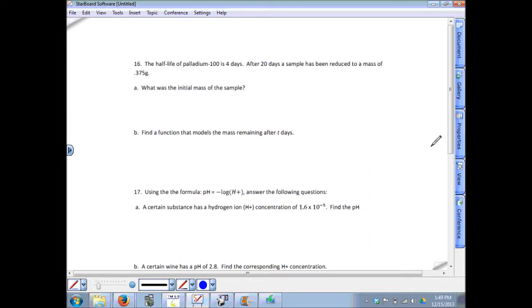Okay, question 16 here. The half-life of palladium-100 is 4 days. After 20 days, the sample has produced a mass of 0.375 grams. What was the initial mass of the sample?